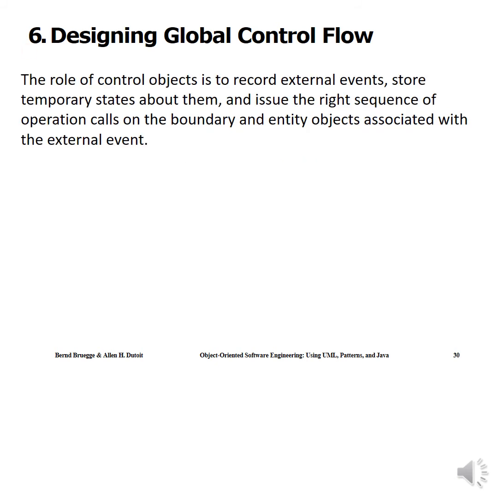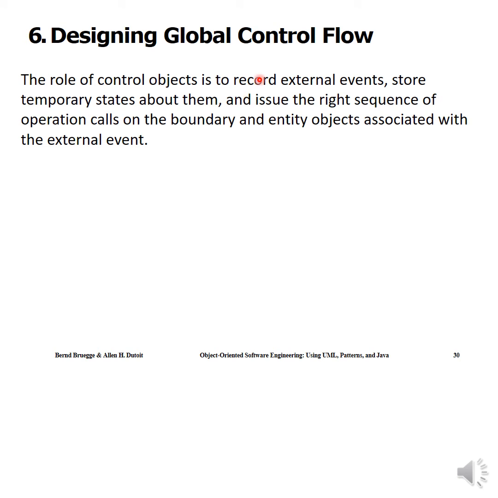So once a control flow mechanism is selected, whether it is event based or thread based, it is then realized with one or more control objects. The role of control objects is to record external events, store temporary state about them, and issue the right sequence of operation calls, that is, the order of the operations on the boundary and entity objects associated with that external event.